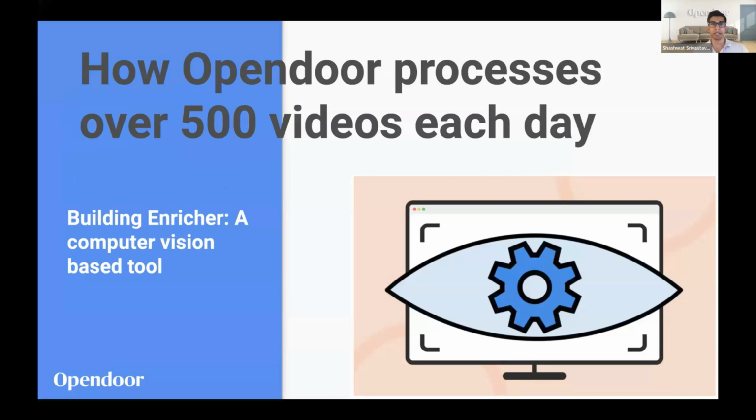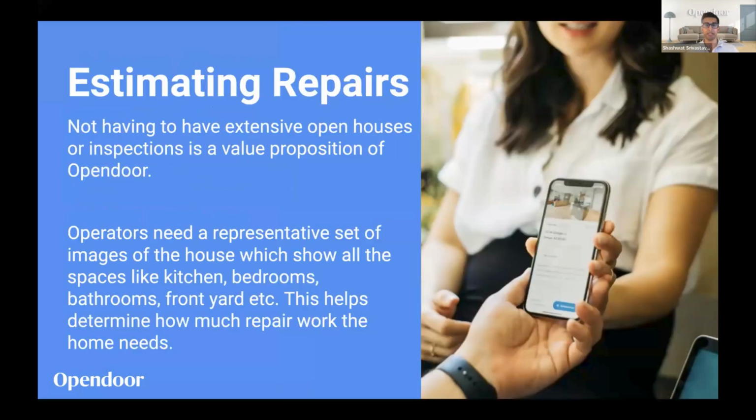It's a computer vision-based tool, and it's used by Opendoor to process hundreds of videos each day and help us generate repair estimates for each of these homes. So just to give some more context into estimating repairs, part of the traditional as well as the Opendoor way of selling your home would be, once you accept an offer, people will come to your house, have a walkthrough, see the condition of your home, and determine if there's anything that needs to be fixed. This part of the process is called buyer repair negotiation.